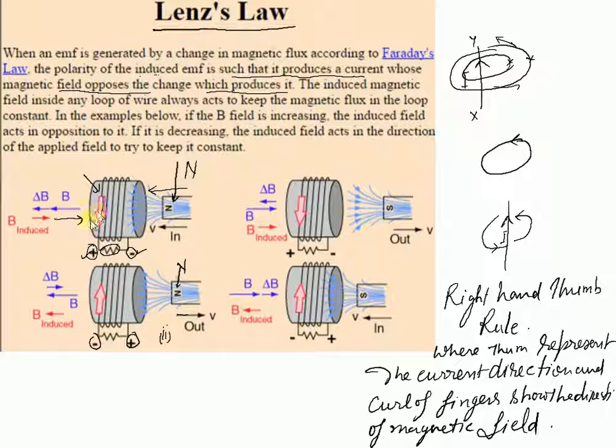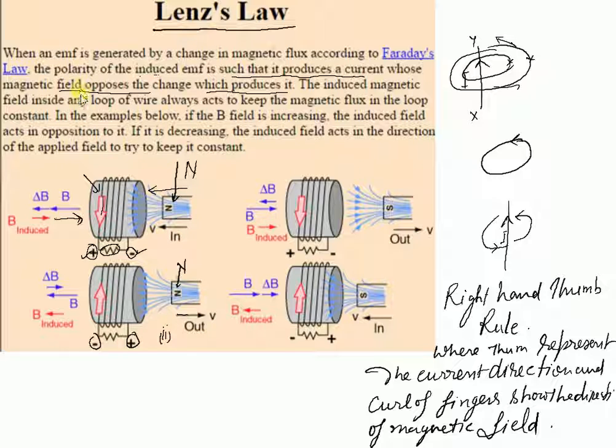And about the magnetic field, here the current is downward, so the magnetic field will be opposite to the applied magnetic field, right? So this is the direction of the magnetic field produced by the current, and this current is produced by Faraday's law, which is the result of the change in magnetic flux associated with this coil. So this is the meaning. It produces a current EMF, which further produces a magnetic field, and that opposes the change which produces it.